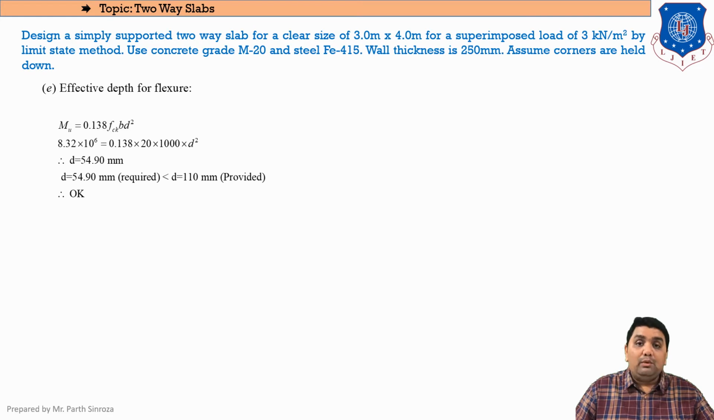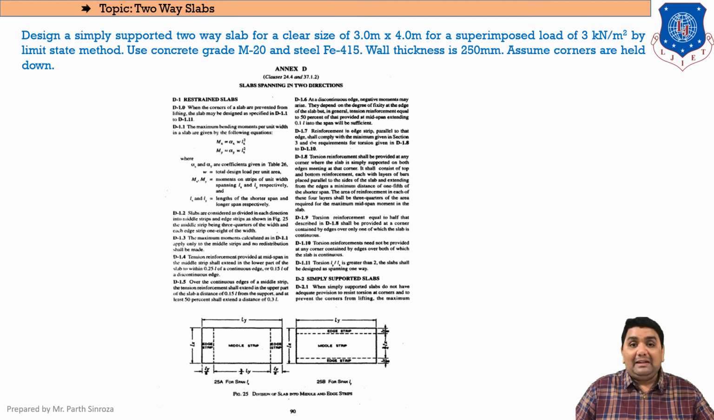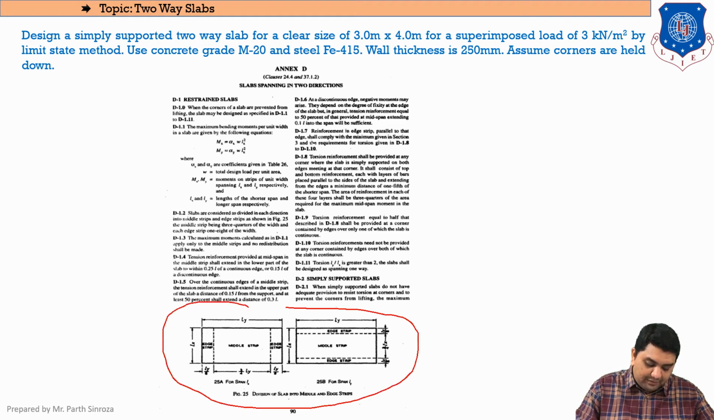Now we will be moving towards our next portion, that is our main calculation. That is, what is the main difference between a restrained and a not restrained or simply supported section, that is not held down? Okay? So here the restrained sections are mentioned on page number 90 in the D1 section, and not restrained sections, or the not held down condition, is mentioned in the D2 section. And for that you will need to understand what this diagram is referring to.